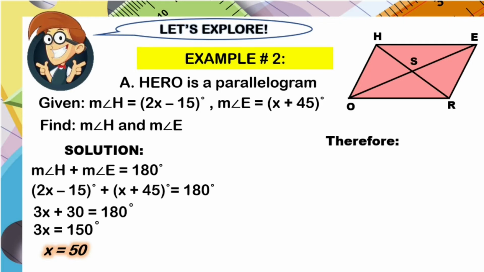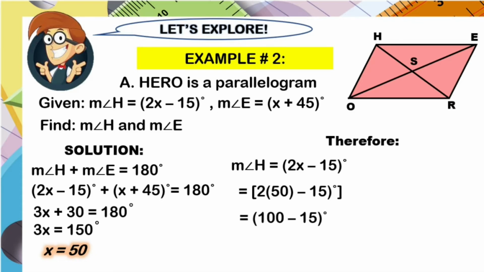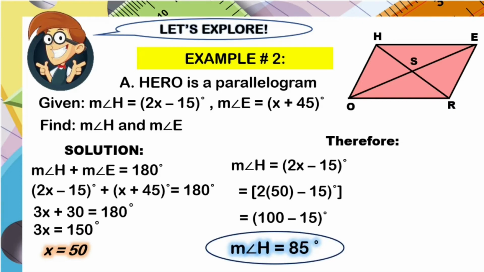To solve for the measure of angle H, we substitute the value of x to the equation H is equals to 2x minus 15. Thus, we have angle H is equals to 2 times 50 minus 15. Simplifying, we have 100 minus 15. Thus, the measure of angle H is equals to 85 degrees.